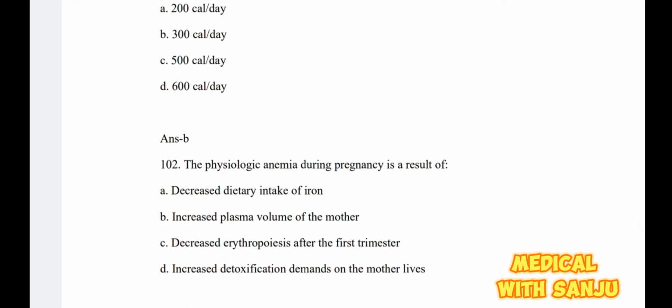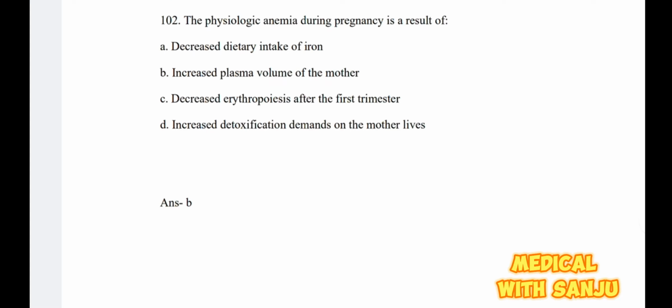Question number 102. The physiological anemia during pregnancy is a result of: option A, decreased dietary intake of iron; option B, increased plasma volume of the mother; option C, decreased erythropoiesis after the first trimester; option D, increased detoxification demands on the mother's liver. Physiological anemia during pregnancy is due to increased plasma volume of the mother. Option B is right answer.